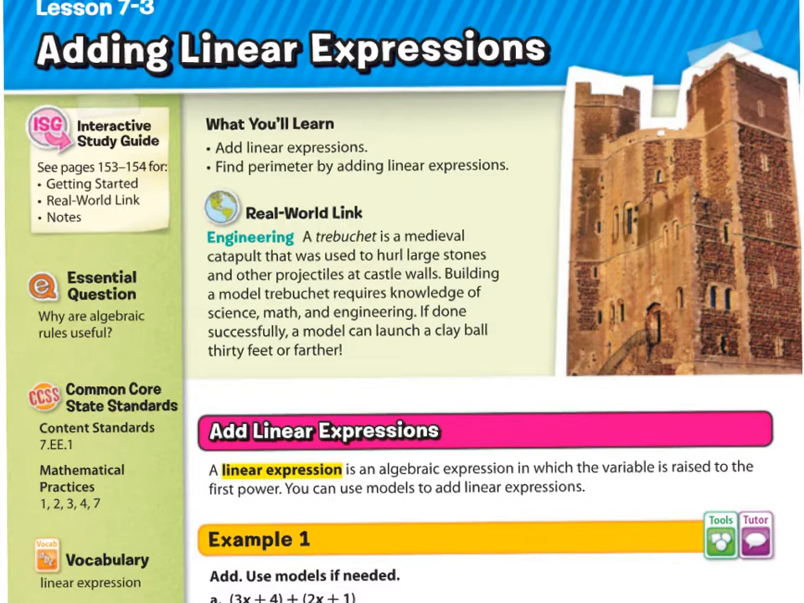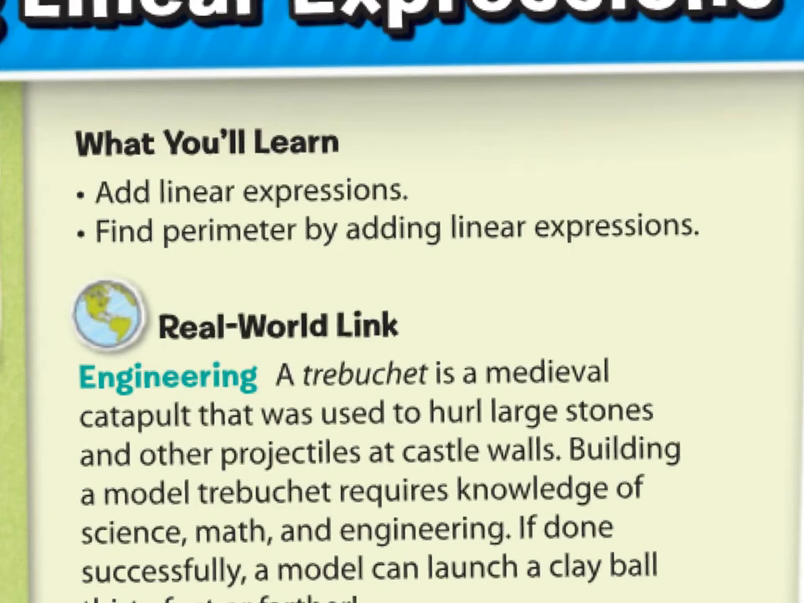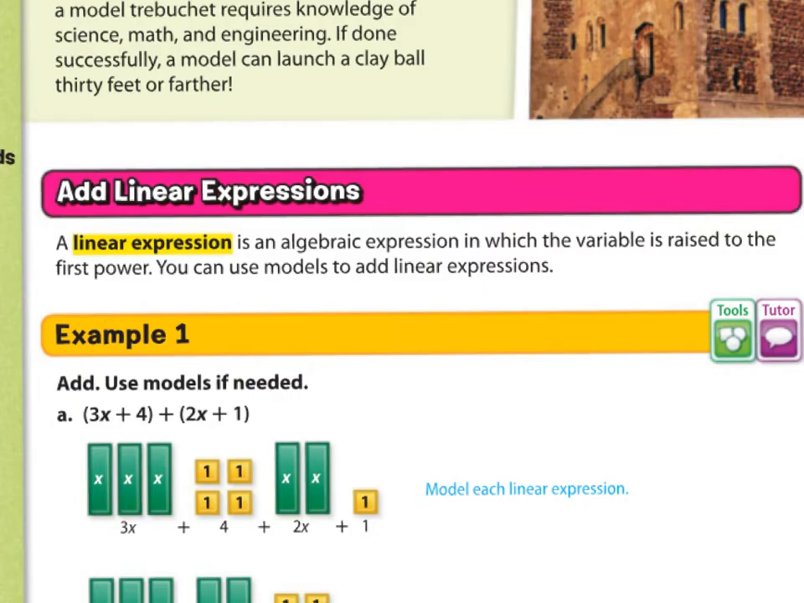As you can see, we're going to continue our chapter of algebraic expressions, but specifically working with adding linear expressions and finding perimeter by adding linear expressions. What is a linear expression? Well, a linear expression is an algebraic expression in which the variable is raised to the first power. You can use models to add linear expressions.